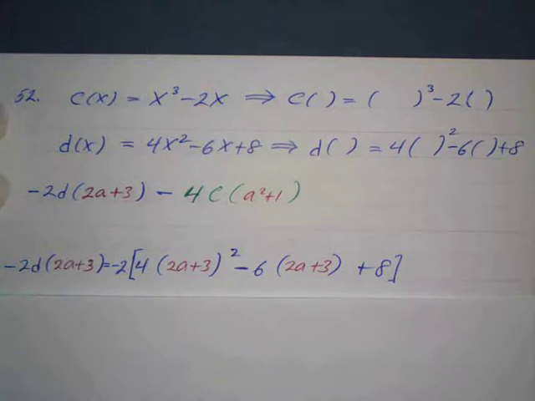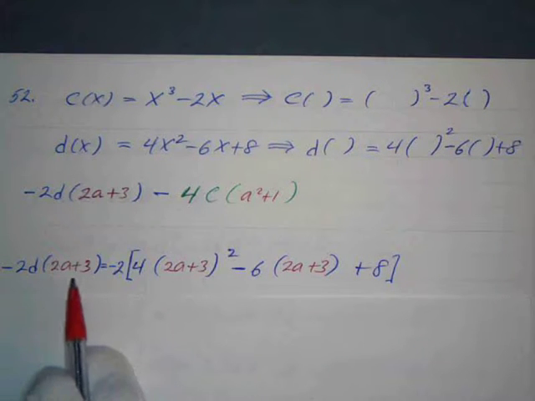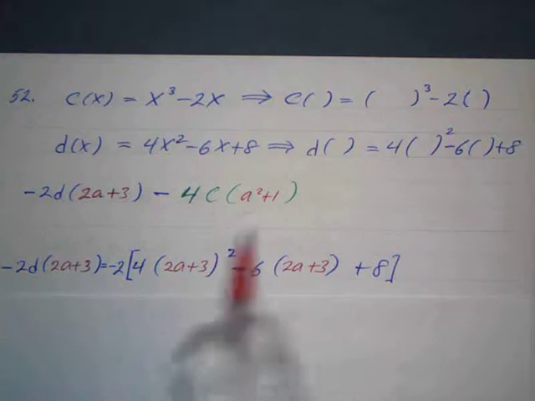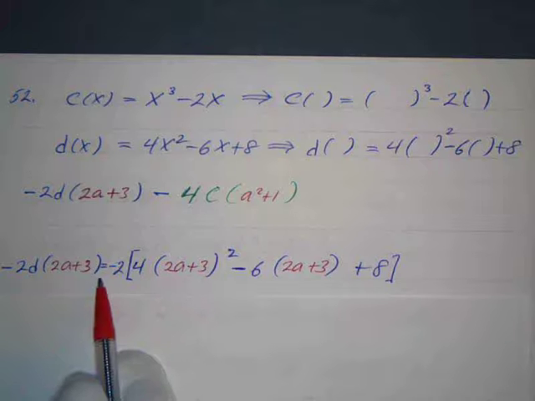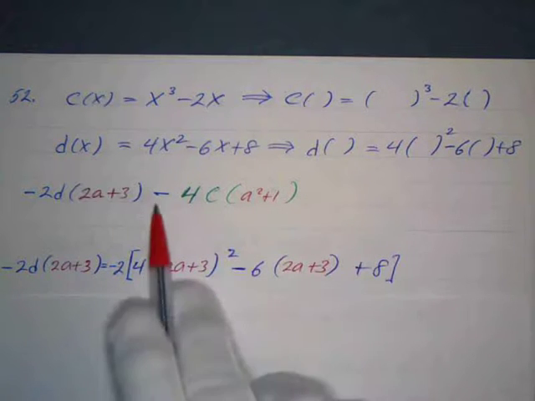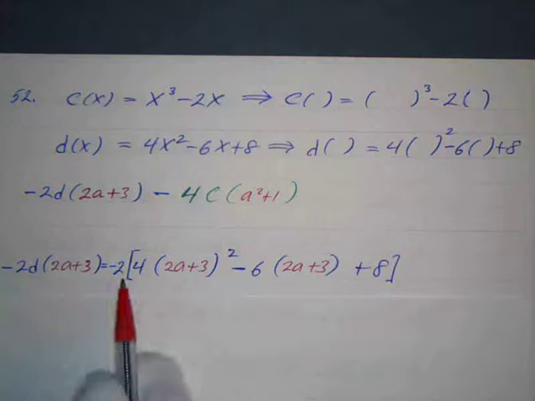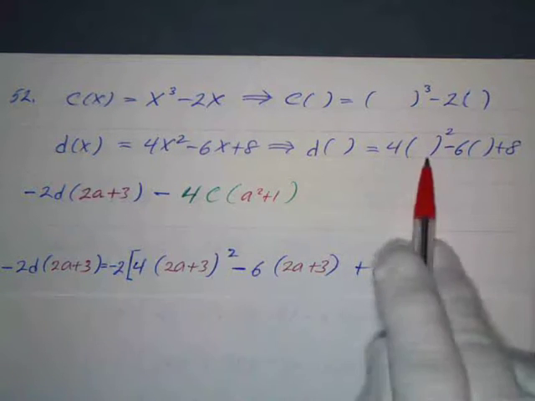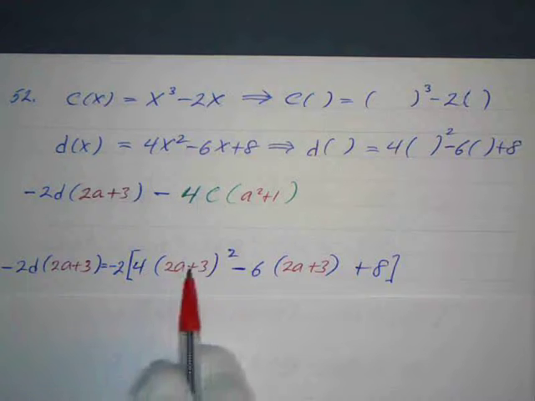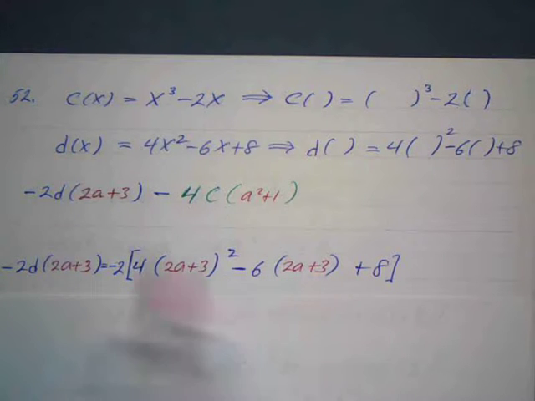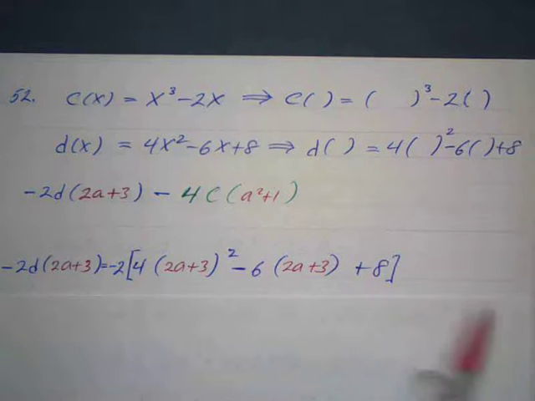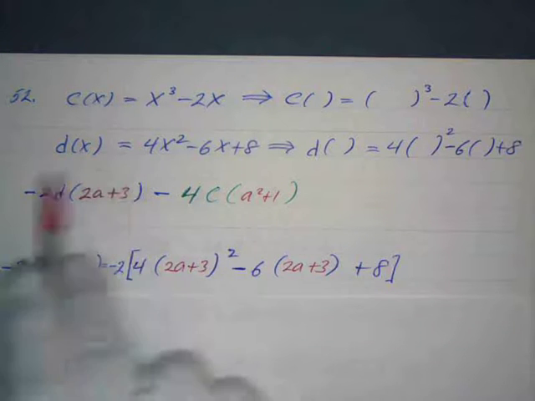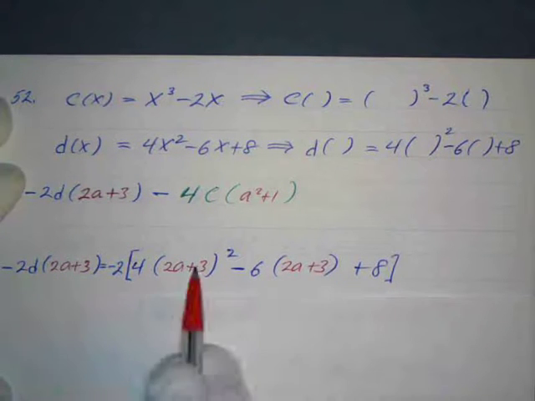All right, so we've got negative 2d of 2a plus 3. We'll put this in the d rule, which is negative 2 times, and then the d rule was 4 times something squared minus 6 times something plus 8. And I put the 2a plus 3 in the something. But don't forget we have a negative 2 in front of that, because that's in front of the whole thing. So now we've got to simplify this out and then multiply it by negative 2. So we have to square this.